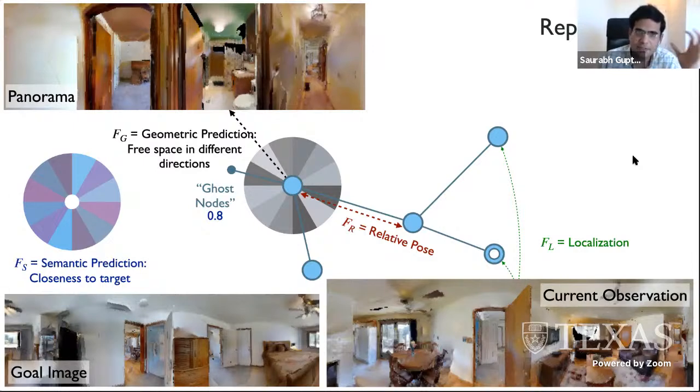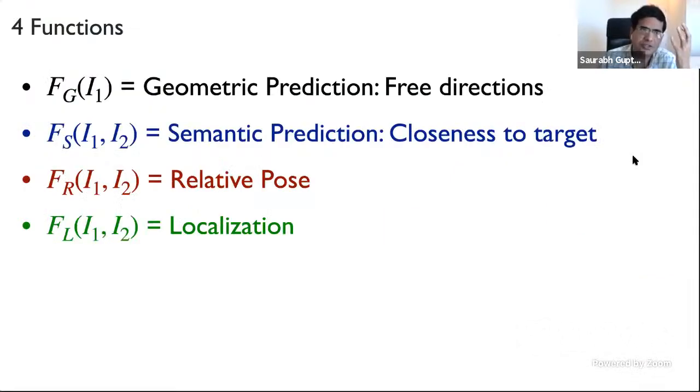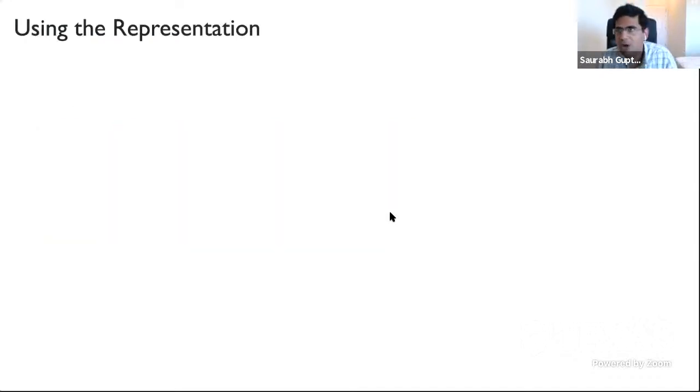And this representation entirely relies on these four functions. Fg, which is the geometric prediction; Fs, which is the semantic prediction, which predicts closeness to targets; Fr, which is relative pose, given two images, how far are they; and Fl, which is the localization function, which tells you whether you are at the same location or not. Okay, so you have these four functions. Now, let me tell you a little bit about how we can use this representation.